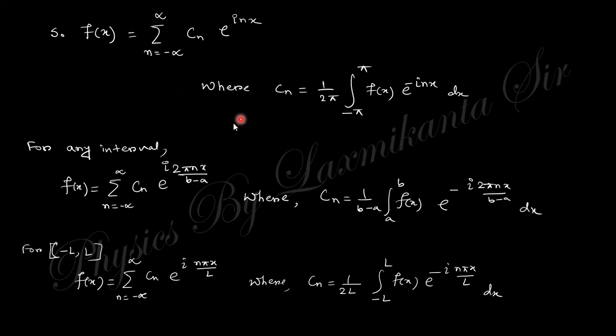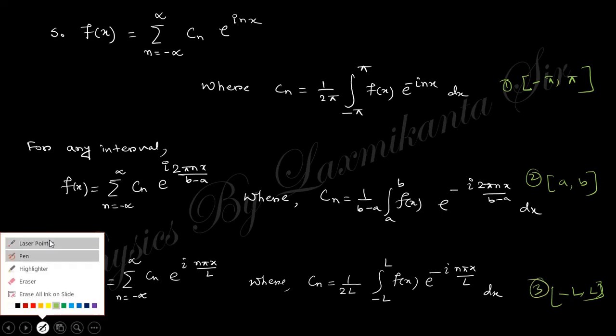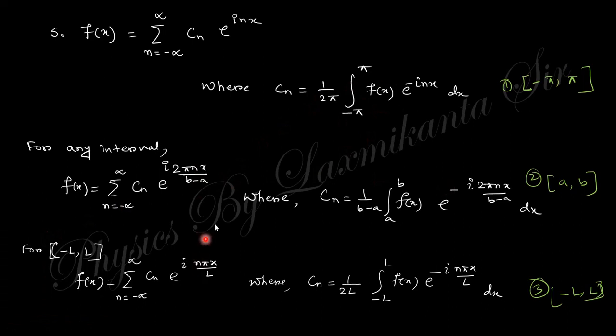And in the other interval, the interval will be minus pi by 2 to plus pi. This is for minus pi to plus pi, and this interval is for minus L to plus L, and this interval is taken as A to B. Okay, so these three things, I think, are clear. This is 2, this is 3.